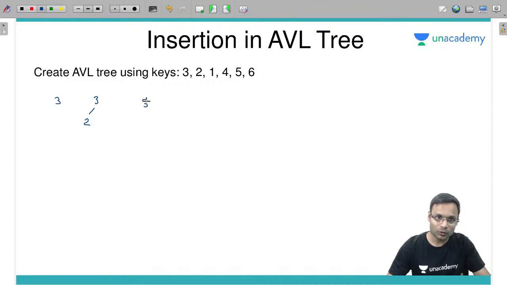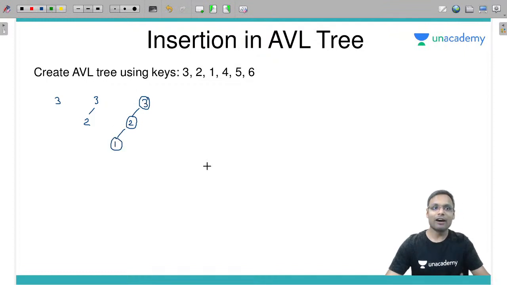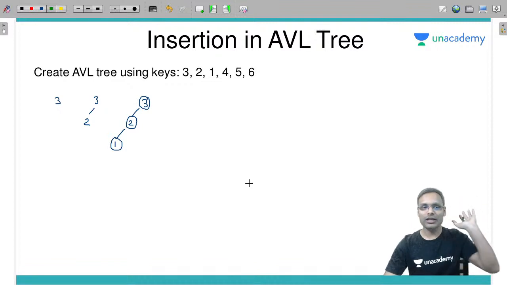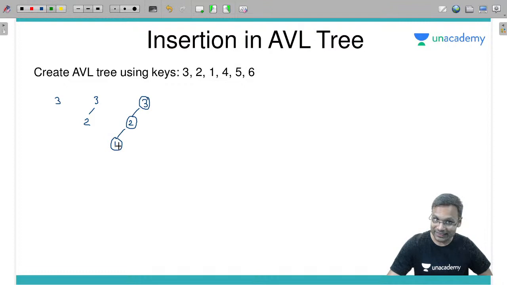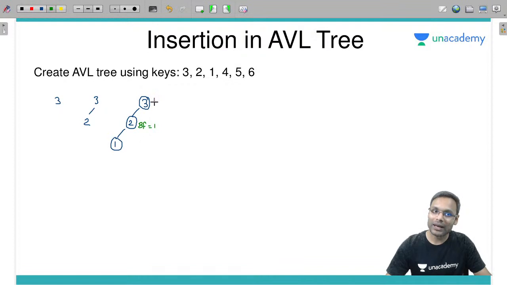You know how to insert the keys, right? 3, its left is 2. 1 should be inserted in the left and in the left here. If you have inserted 1, after inserting you will have to check if there is any imbalance. If the newly inserted node is here, you just check its parent. What is the balance factor at 2? 1 minus 0. What is the balance factor at 3?